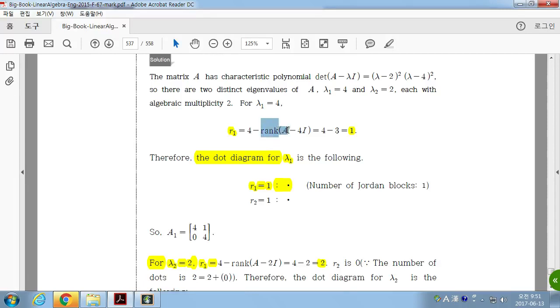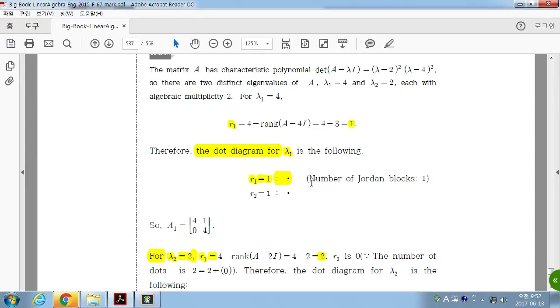And so you can find R1 from the size of the matrix minus the rank of A minus 4I, which is 3 here. So R1 is 1, okay? Which means we have one Jordan block of size at least 1 by 1. But so we have one Jordan block. That means we have 2 dots. So this is for lambda 1 equal to 4.